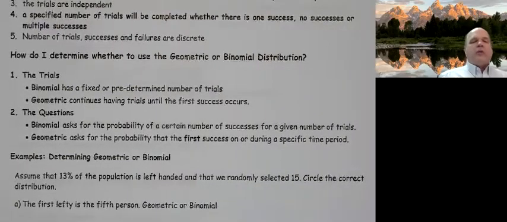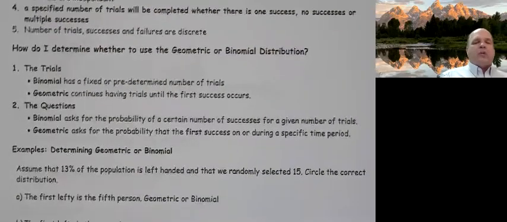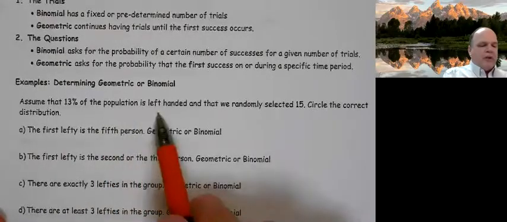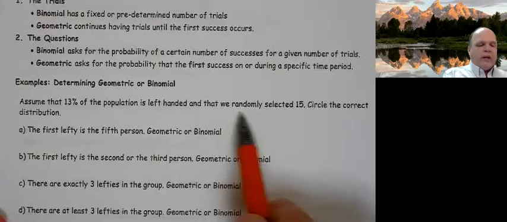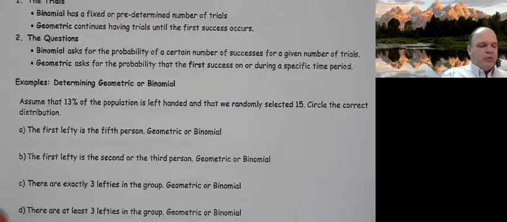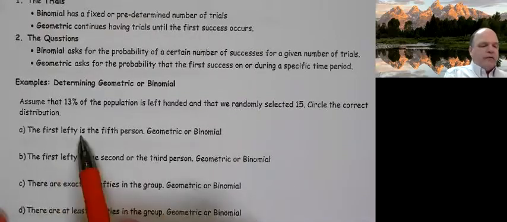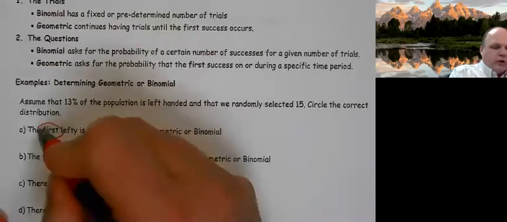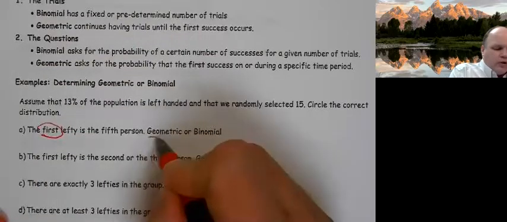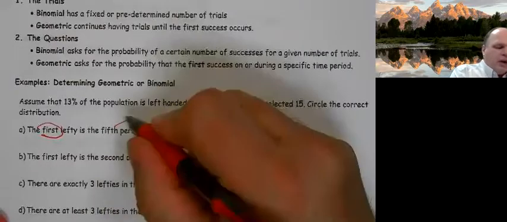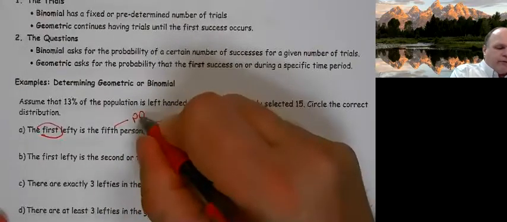So let's determine whether something is a geometric or a binomial. Assume that 13% of the population is left-handed and that we randomly selected 15. Circle the correct distribution. The first lefty is the fifth person. As soon as I see the word first, this lets me know that I'm working with a geometric. Because it has to occur at a specific time, this is going to be a PDF.